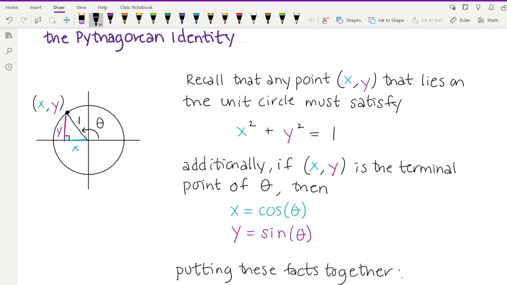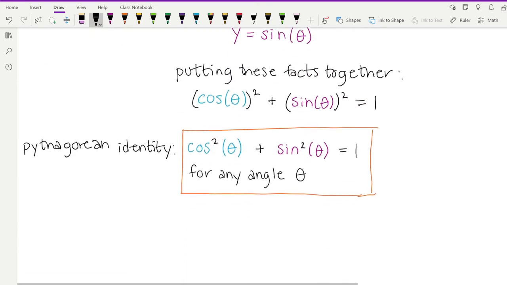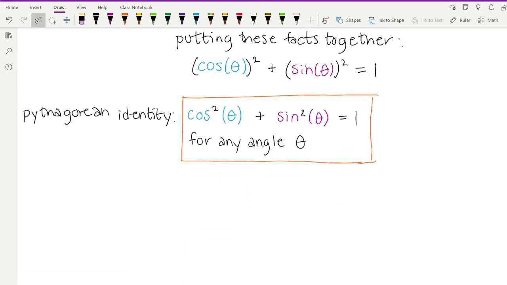So really the unit circle equation and the Pythagorean theorem are basically the same. It's just two different ways of saying the same thing. So this is the Pythagorean identity. This is really important.